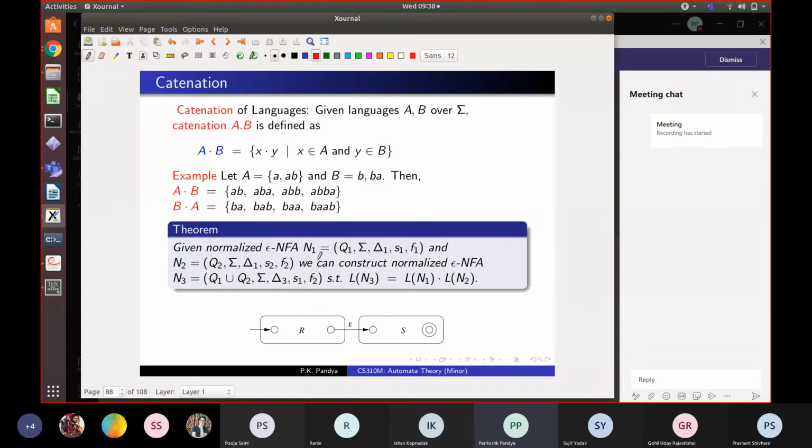That is, given an automaton N1, which is called R in this diagram, and an automaton N2, both normalized epsilon NFAs, we can construct an automaton for the language of N1 catenated with the language of N2. That is, words of N1 followed by words of N2, right? This is what we do. And this automaton will recognize the catenation of the languages. We saw this last time. So any questions so far? No, right?